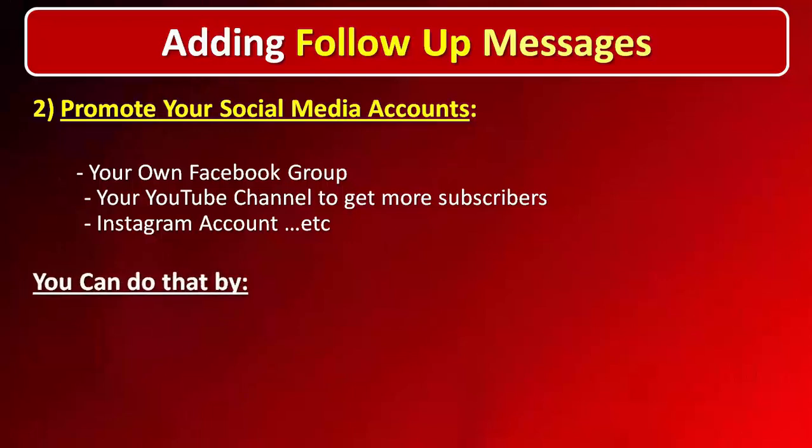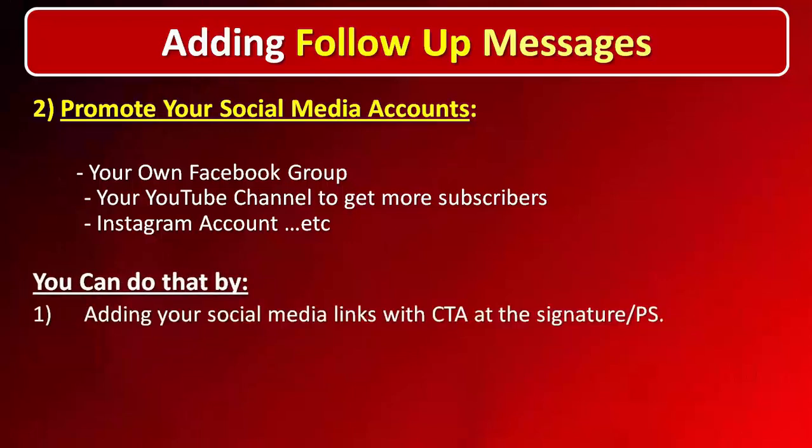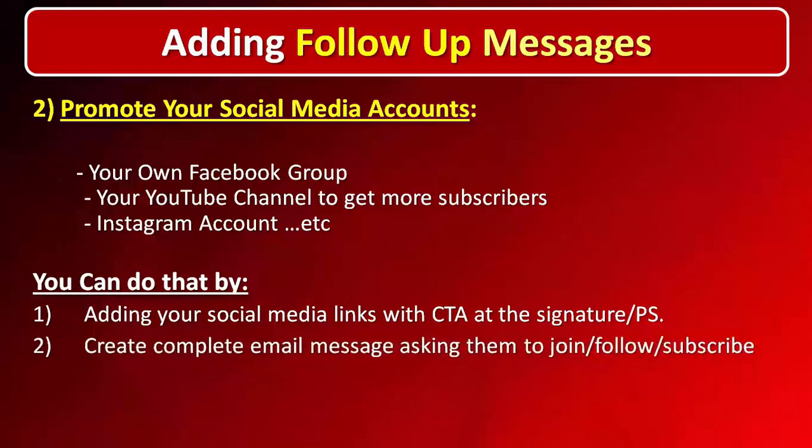And that can be by adding your social media links with a call to action at the signature of the email or the PS part of the email, and you can do that for all the emails or most of them. The second way is by creating a complete email message asking them to join or follow or subscribe to your social media account. So there are two ways to do that here, and that is of course in case that you are using those types of marketing. If you have your YouTube channel, Facebook group, or Instagram account, or any other social media profile, you will be able to build them using your follow-up messages.